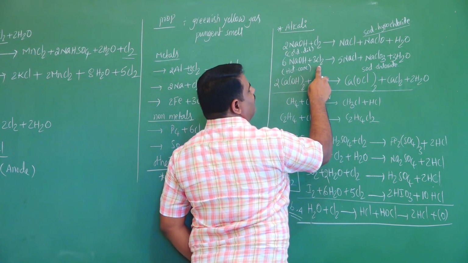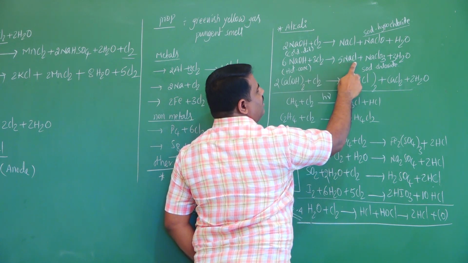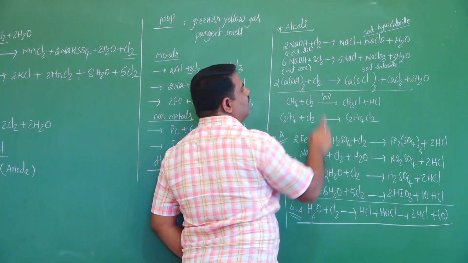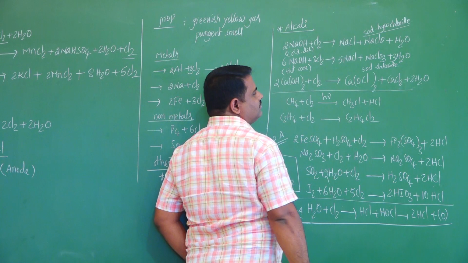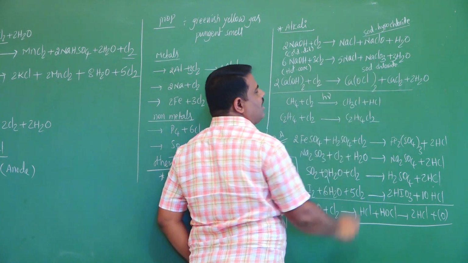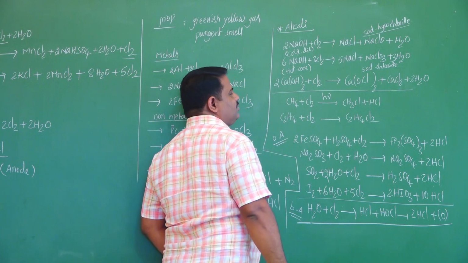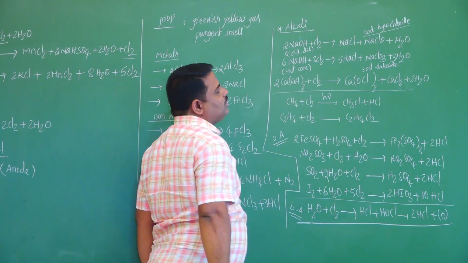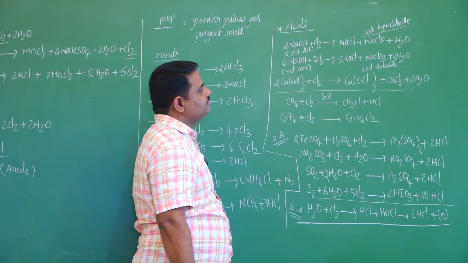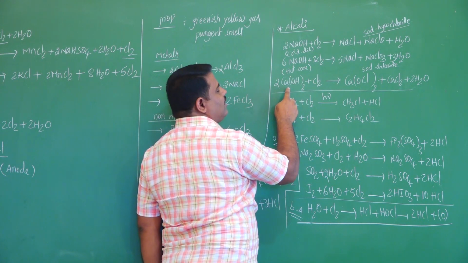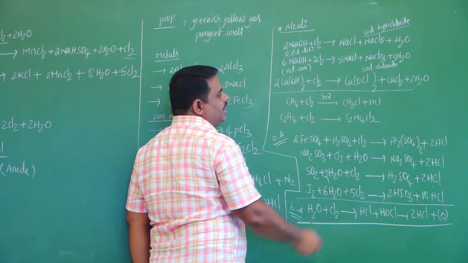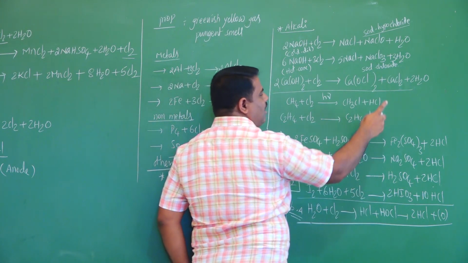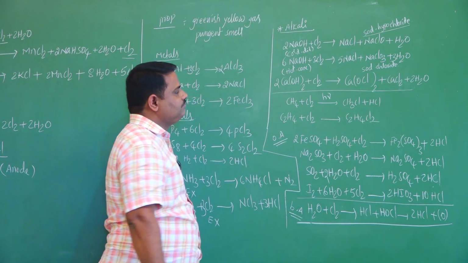Here the oxidation state of chlorine is 0, here minus 1, here plus 5. 0 to minus 1 is reduction, 0 to plus 5 is oxidation. This is also a disproportionation redox reaction. Here the same element undergoes both oxidation and reduction. When calcium hydroxide reacts with chlorine gas, then you are getting bleaching powder. This is the formula of bleaching powder, or components present in the bleaching powder.